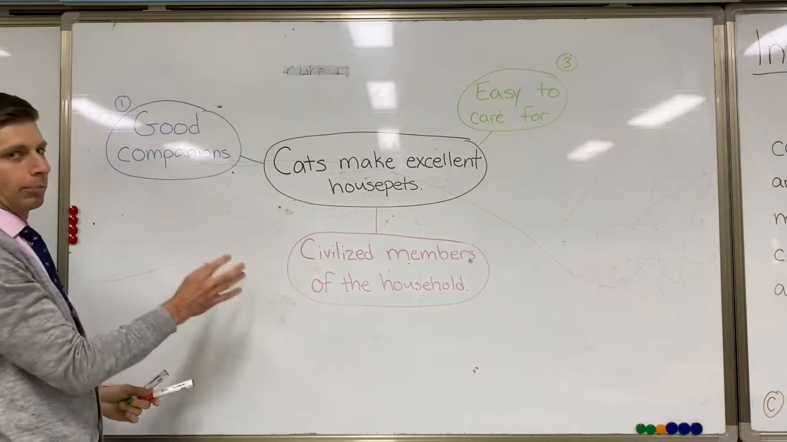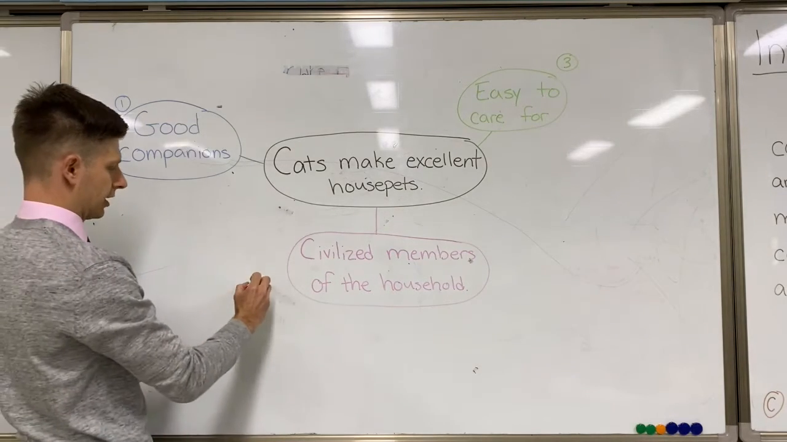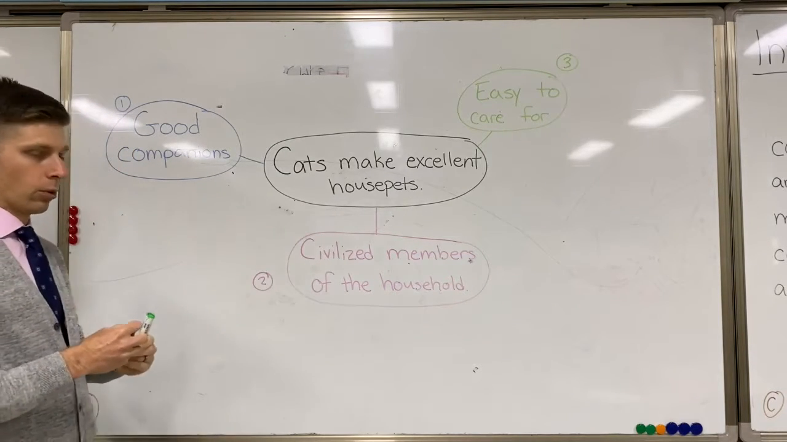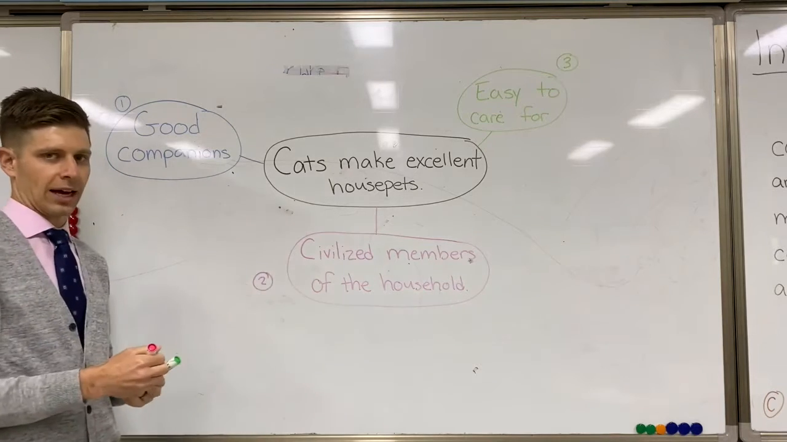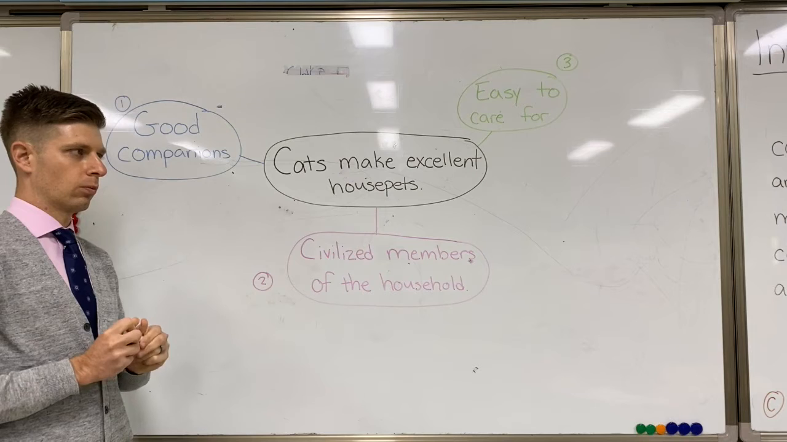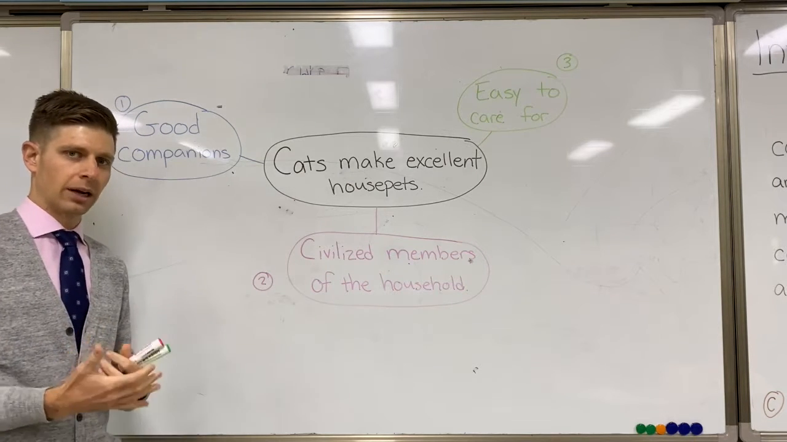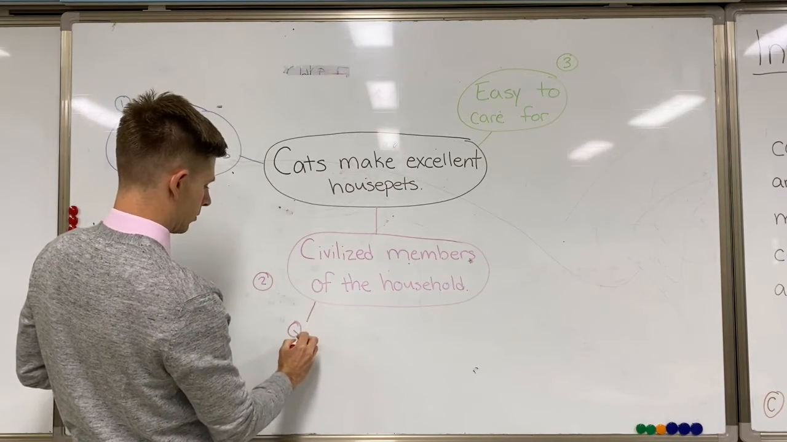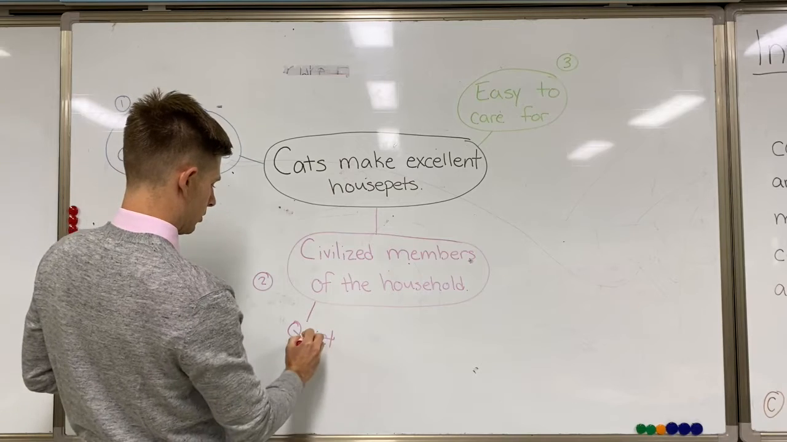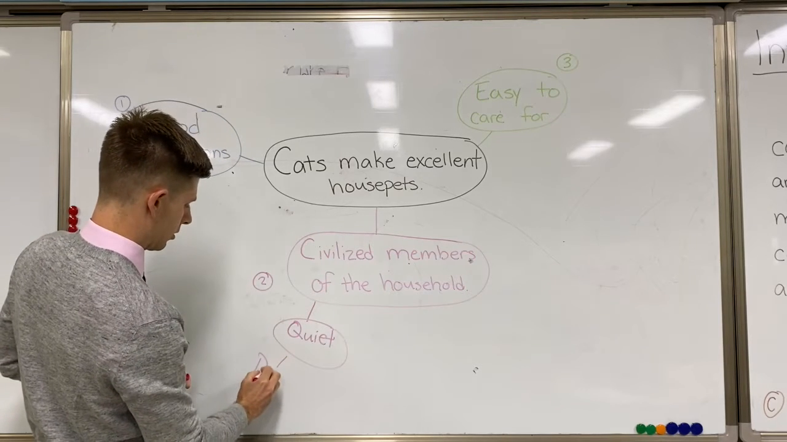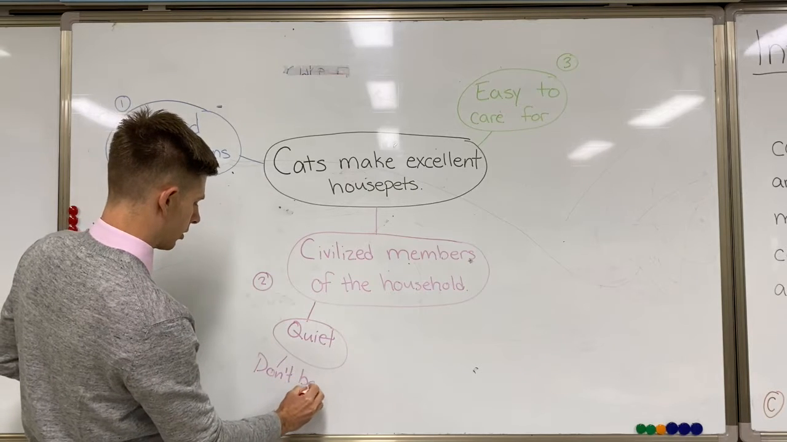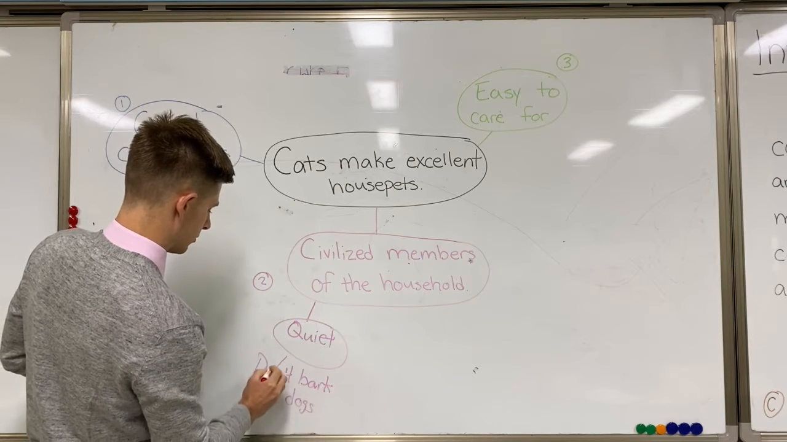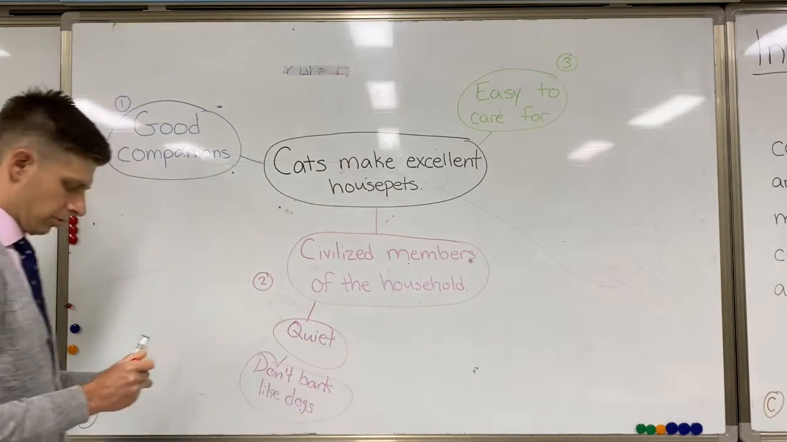So let's pick one paragraph. Let's pick this paragraph, the second argument. Why do cats, or how are cats, civilized members of the household? Well, let's see. They don't bark, and they don't make loud noises, so they're not like dogs. They're very quiet, right? They're quiet. And by that we mean they don't bark like dogs, right? So they don't bark like dogs.